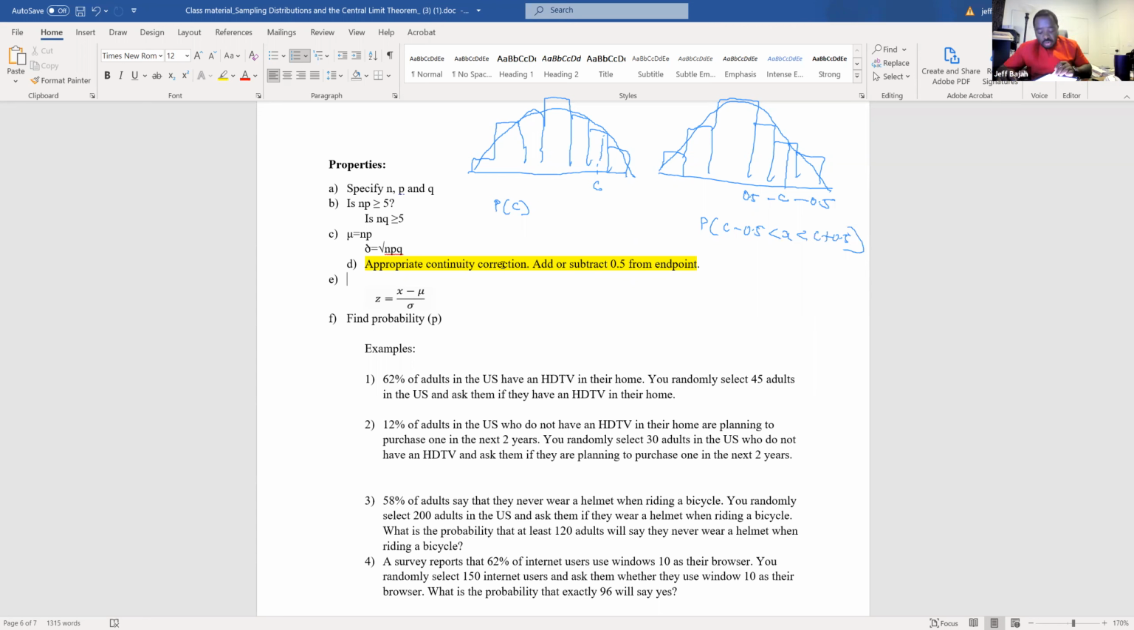That's how we are able to correct a normal distribution to look like what? A binomial distribution. And it's called continuity what? Correction.